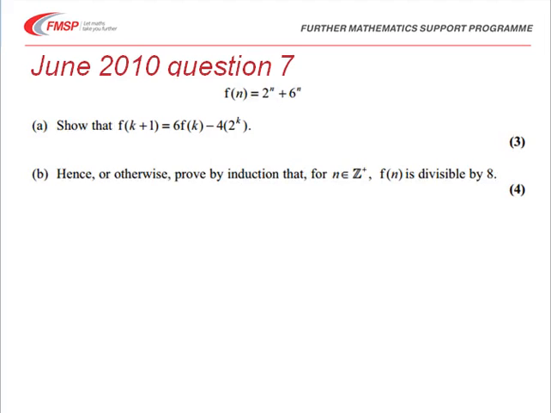The next part of the question says we're using that result, move on and do a proof by induction and show it's a divisibility proof. So proof by induction, always these steps that we need to go through. N equal to 1 first of all. When n equals 1, we can see that f of 1 is equal to 2 to the power 1 plus 6 to the power 1, which is 8. So clearly that's divisible by 8, so it's true for n equal to 1 that f of n is divisible by 8.